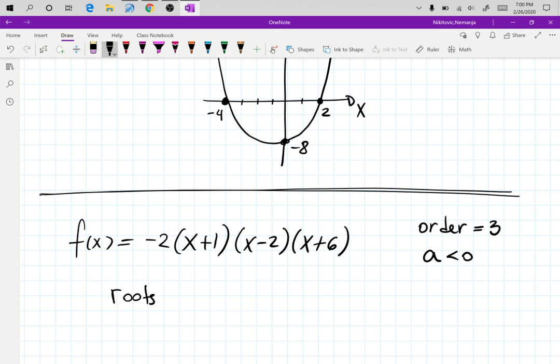What are the roots? Do we all agree on this? When you set each one of these parentheses equal to 0 on their own, they will give you -1, 2, and -6. So those are roots.